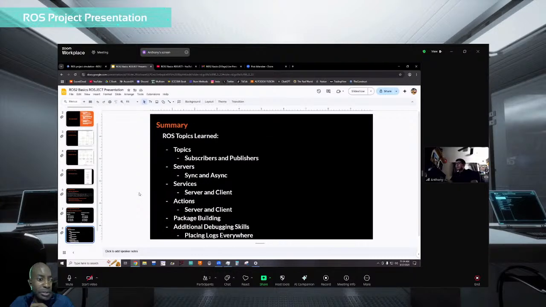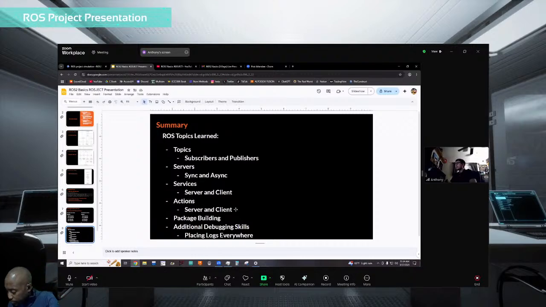And just as a summary, the topics I've learned throughout this whole project were topics, so it's the subscribers and publishers, and servers, both sync and async. The service server was sync. Basically, I wanted it to run until it was successful. Then the async is like the ODOM recorder, where it runs in the background as the topic ran, as the client ran.